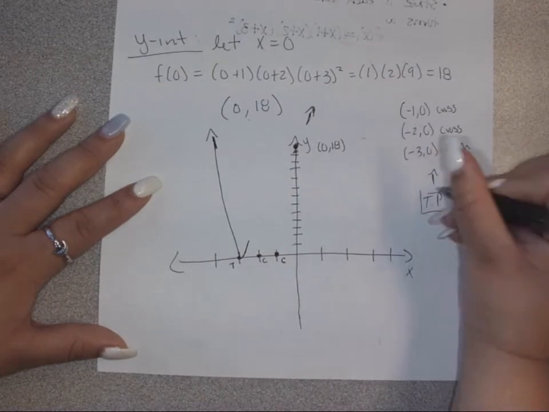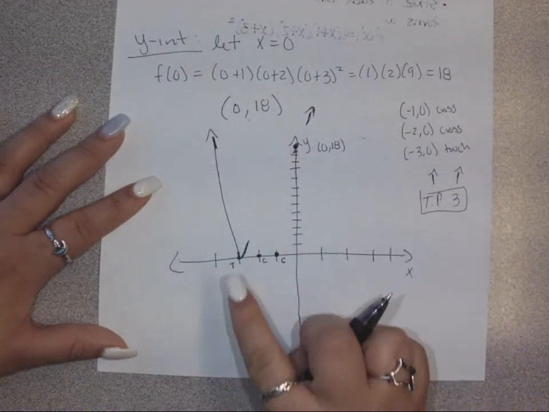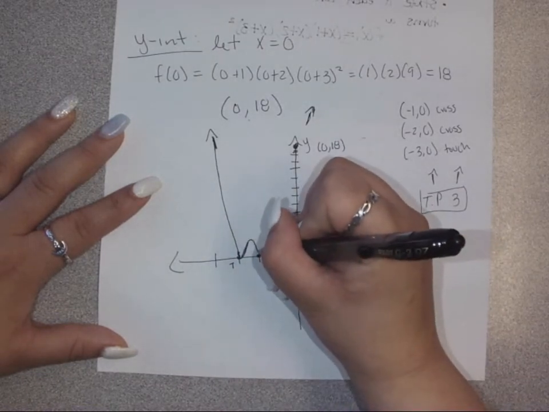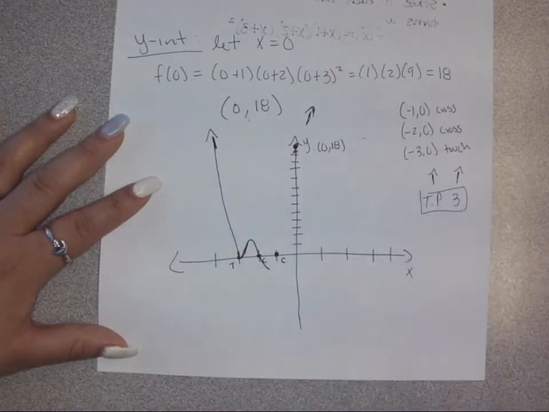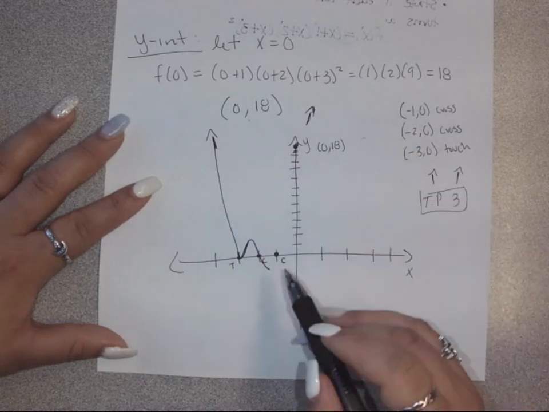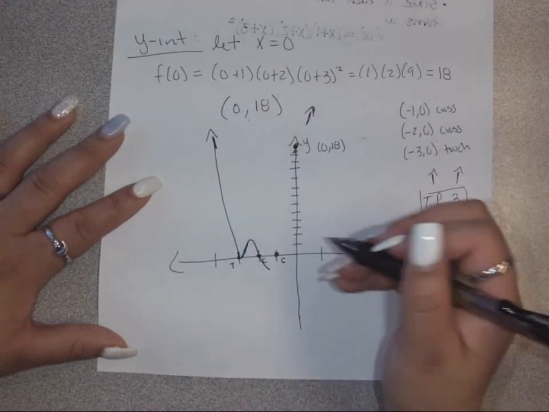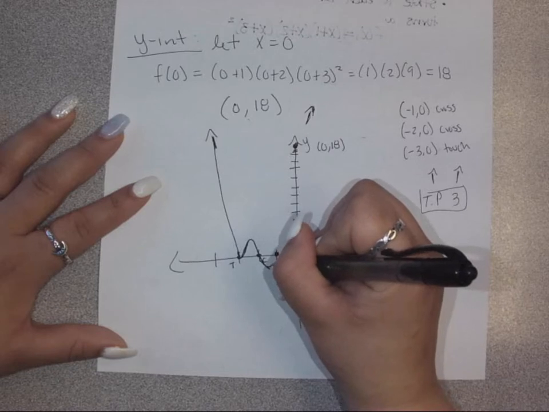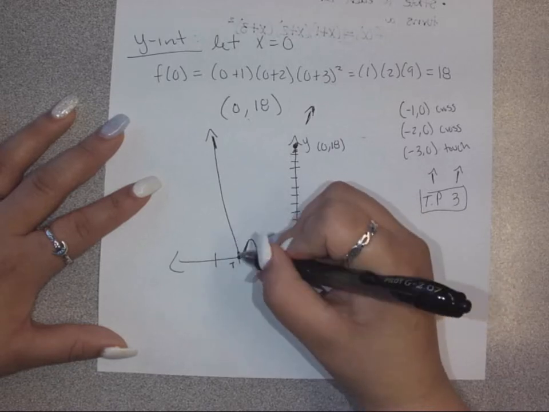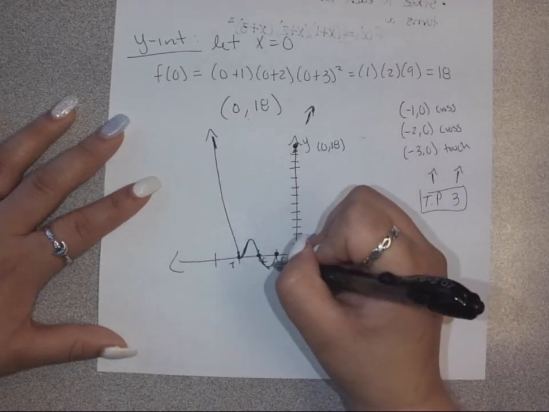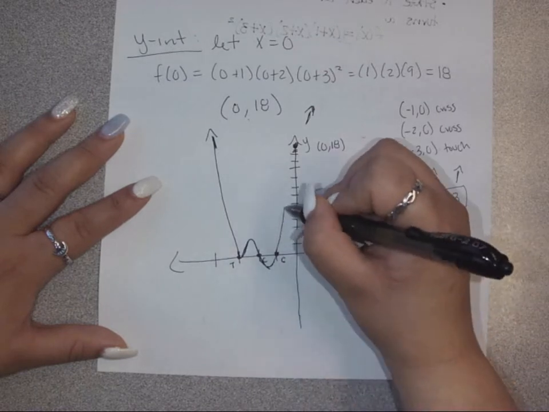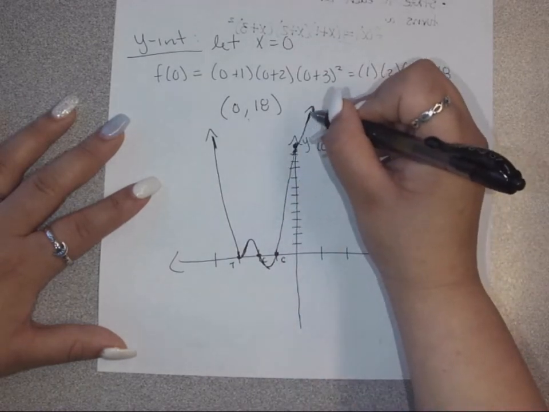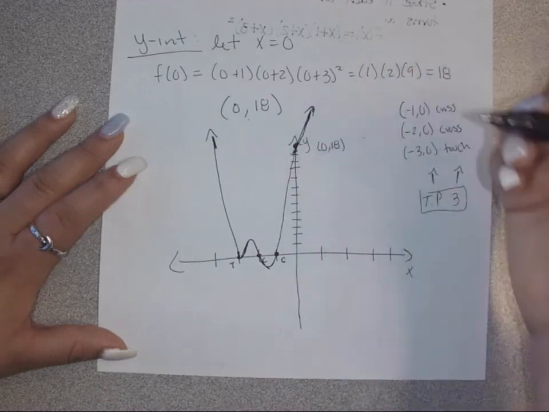So now we just have to connect our pieces of information. So we go down to our 0, and the 0 is only going to touch. So it basically just bounces back up. So we're going to bounce back up, and then that's one turning point. So remember, we had a maximum of 3 turning points. So here's our first turning point. We're going to have to come back down and cross this. So here's my second turning point.